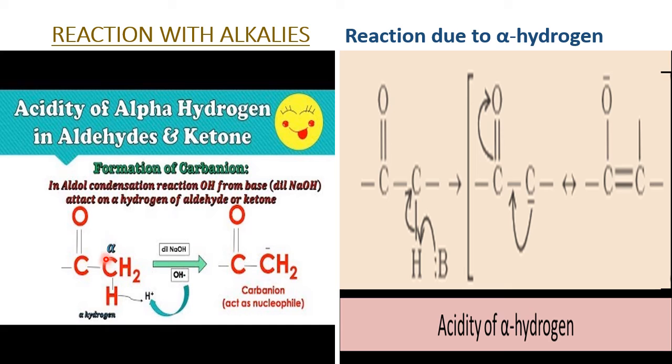If we nullify this positive charge, this bond will break, so that hydrogen is made free. Now you can easily take out this hydrogen. Because of this easily available hydrogen, these are called acidic hydrogen. So the alpha hydrogen atoms in aldehydes and ketones are acidic in nature because they can be easily given off, due to the electron withdrawing nature of the carbonyl group.